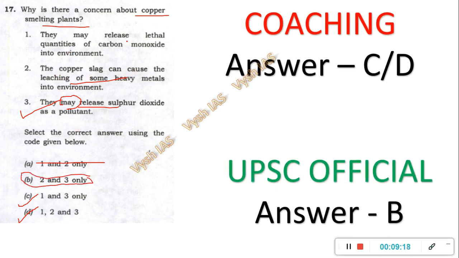That it may release lethal quantity of this is not true. Even though maybe it is emitting, lethal quantity is an exaggerated thing. That is why 1 you have to eliminate. So when you eliminate 1, you get this. There are many questions where you eliminate one statement and directly reach the answer, but last year most of the people had been giving confusing answers for this.